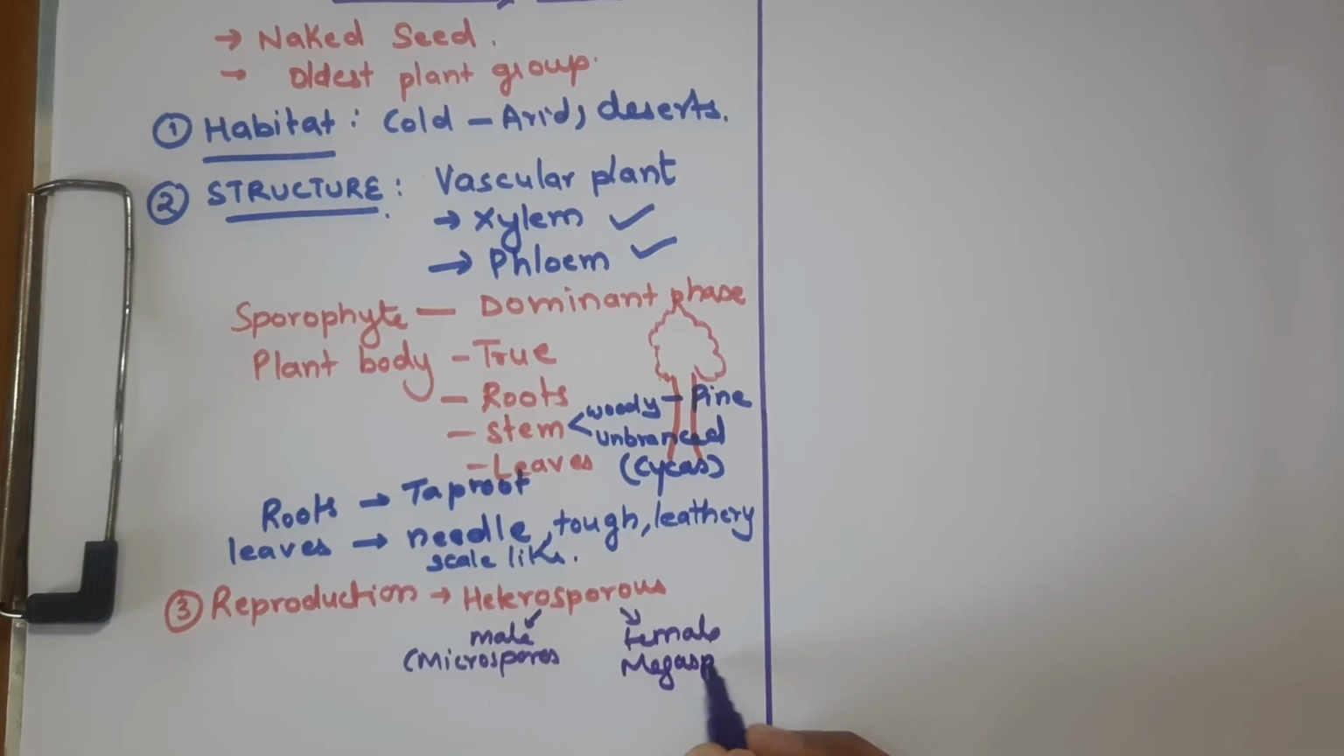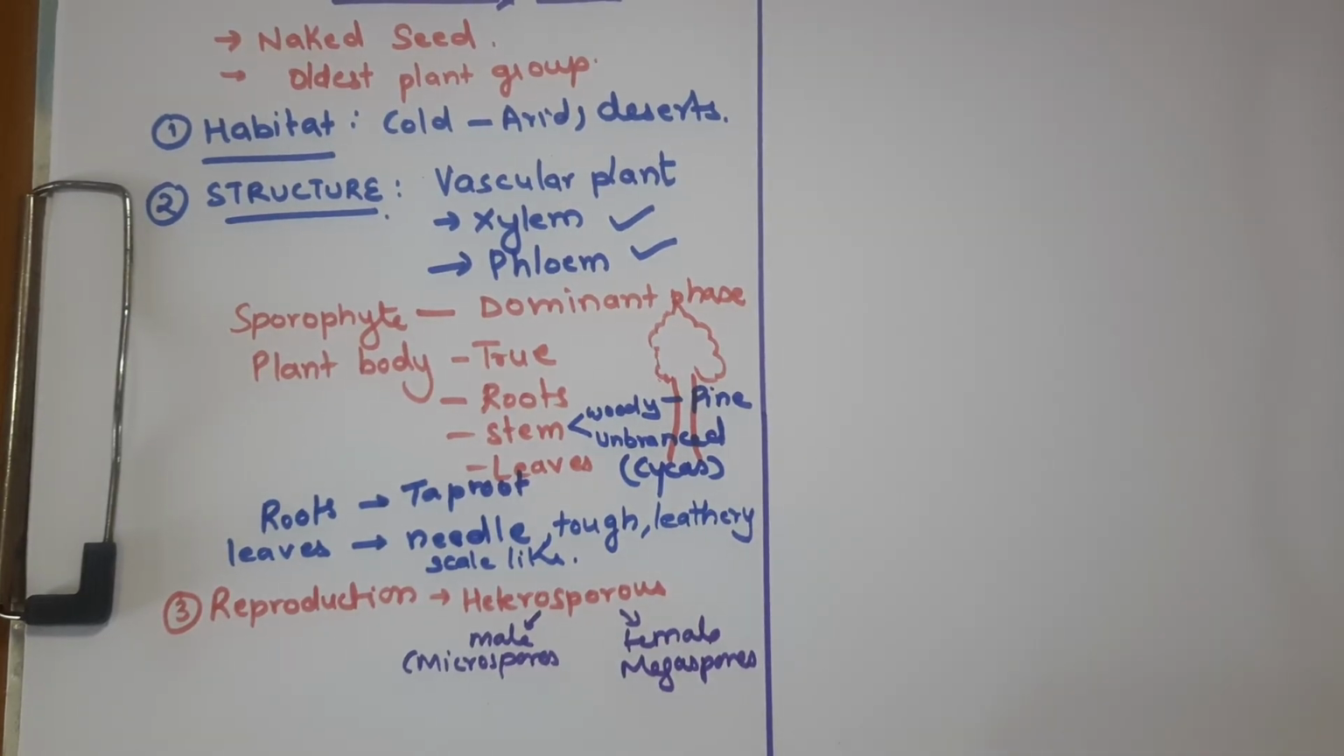So the male and the female reproductive structures are borne on cones. We call them strobili. The male cones, that is the microsporangiate, produce the pollen grains, the male gametophyte. And the female cones, known as megasporangiate, contain the ovules, the female gametophyte. Pollination occurs by wind, that is, gymnosperms are anemophilous, and this leads to fertilization and seed formation.